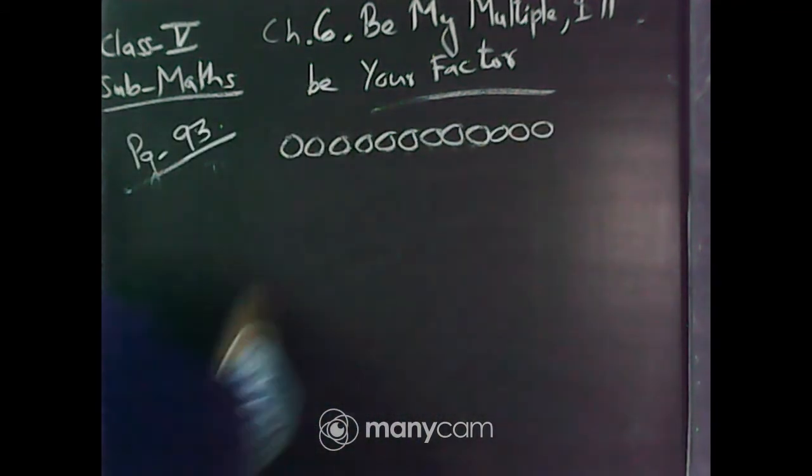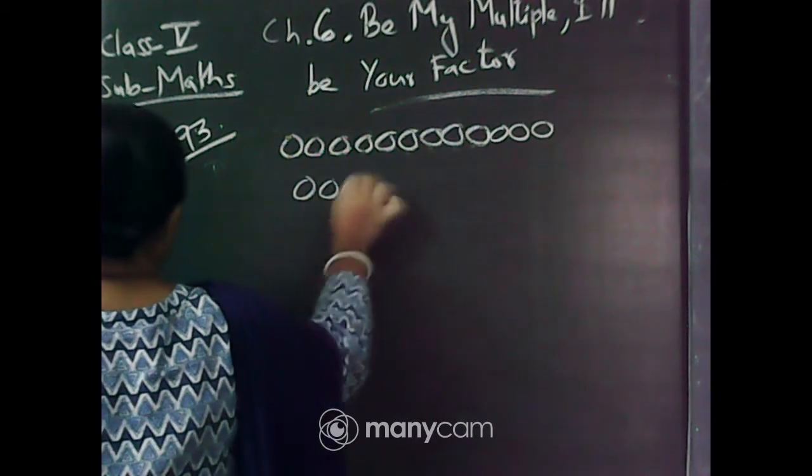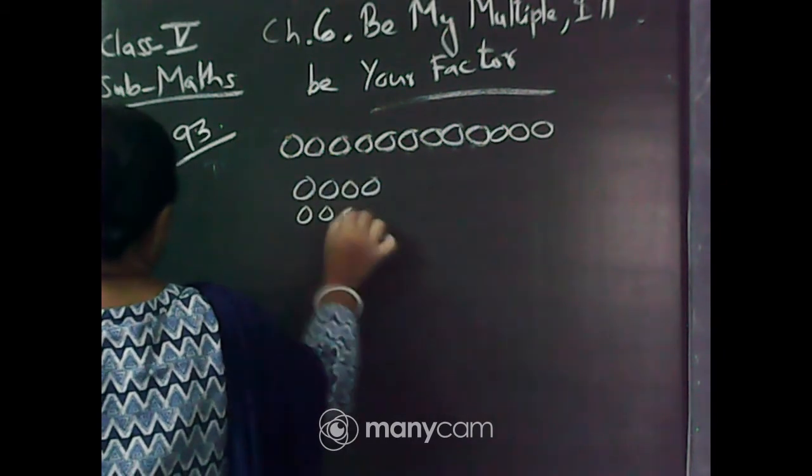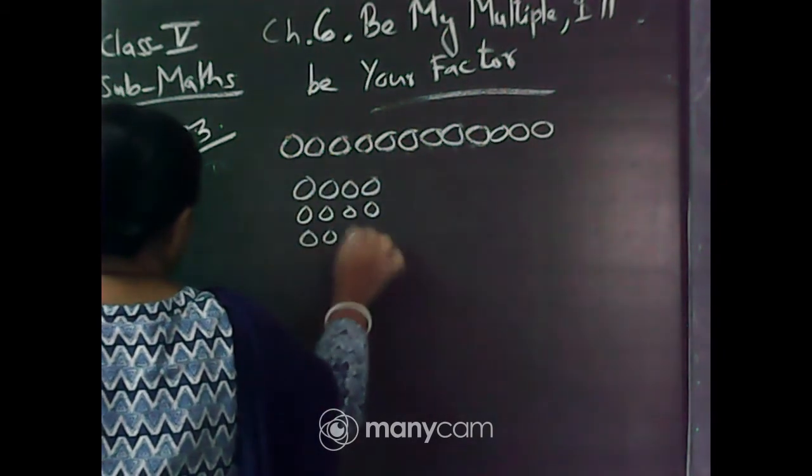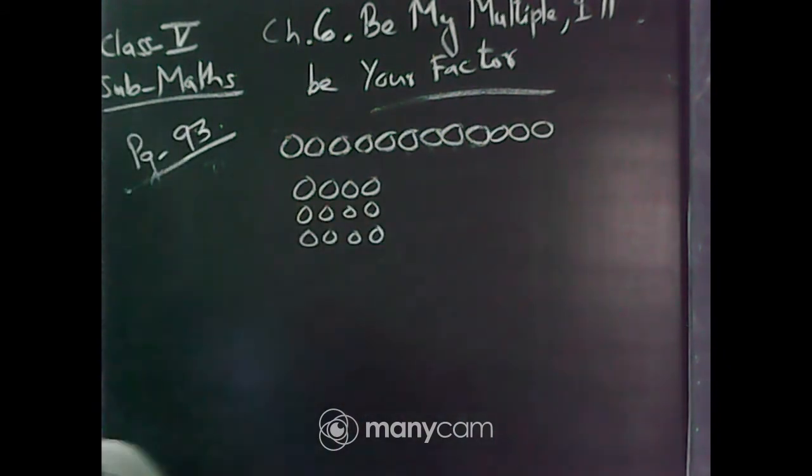Next, she will take 1, 2, 3, 4. This way she will take 4 in the length and 3 in the breadth. Like this, she will take the 12 tamarind seeds and make a rectangle.